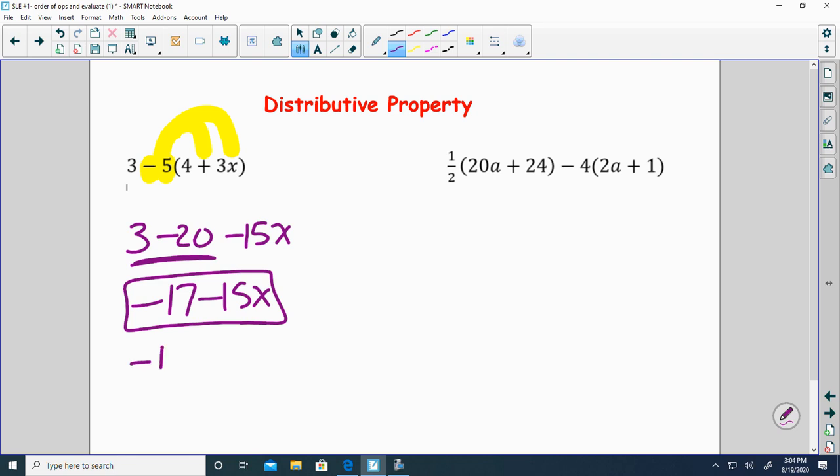Some students might ask, could I have this for an answer as well? And the answer is yes. Just make sure the signs that are preceding the number, prior to the number, they get taken care of.